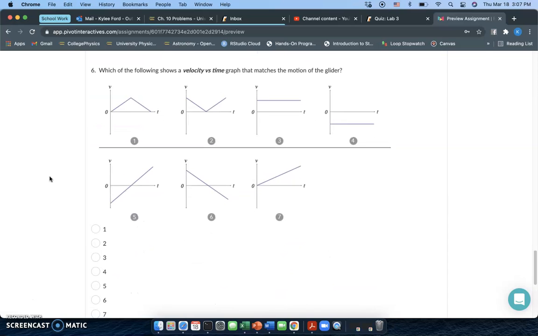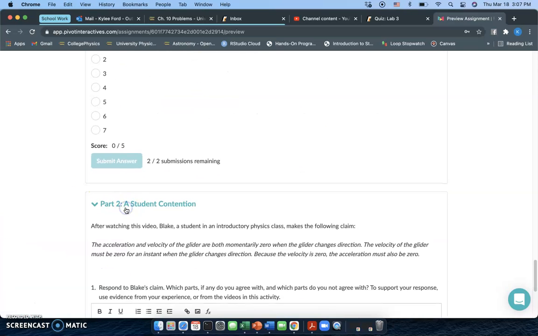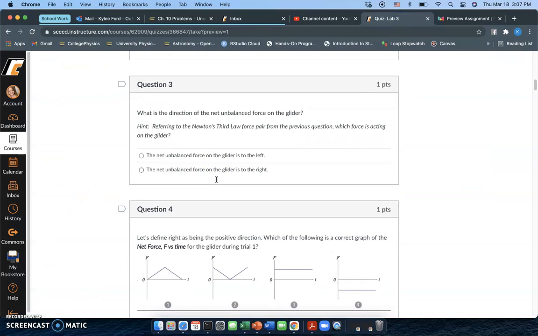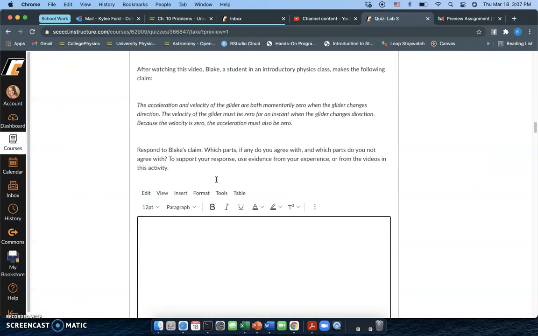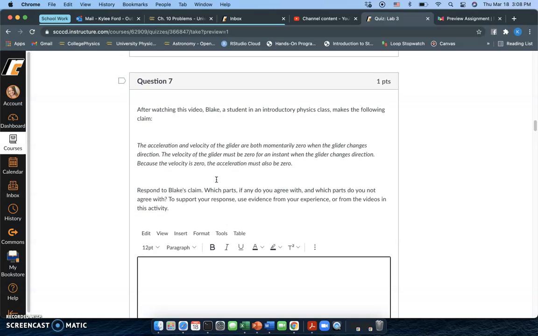Then you want to answer a question about the velocity versus time graph. So what would that graph look like? We want to remember that acceleration is the derivative of velocity with respect to time. If you keep that in mind, that should give you major hints to this question as well. After those questions, there is a claim that is made by a student, and so you can go ahead and read that and respond to that claim.